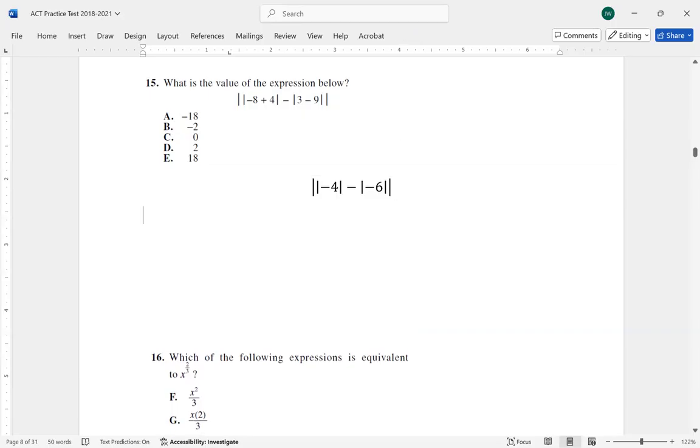So if I take the absolute value of -4, I get a +4. Absolute value of -6 is a 6, so that's going to be 4 minus 6, which is the absolute value of -2, which is a +2. So +2 is the answer to question 15, and that is option D.